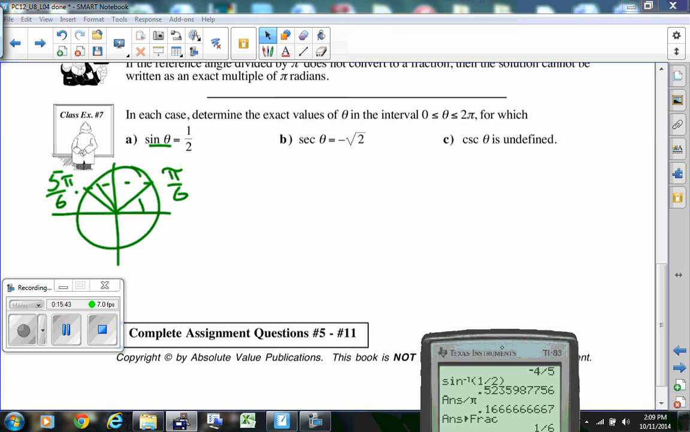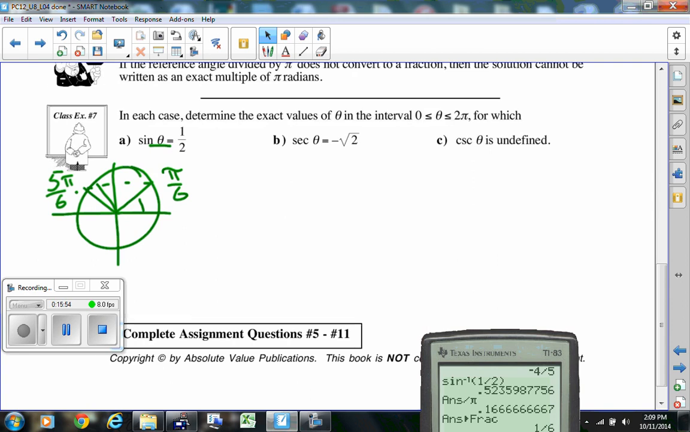I still recommend just doing this by using the unit circle. You look at your unit circle, you imagine it in your head, and you play Where's Waldo. And then you find the piece that you're looking for.